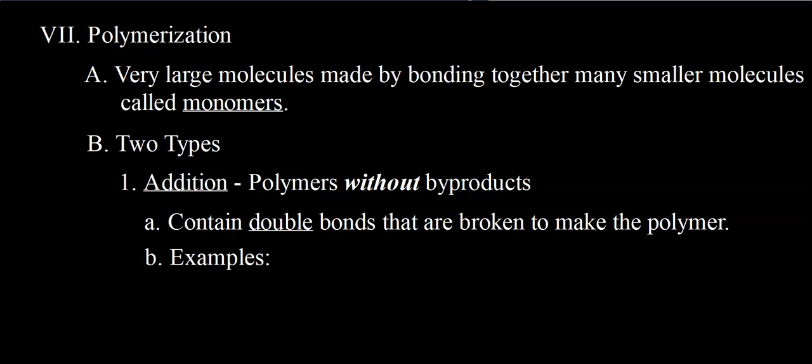So just like what we talked about with addition reactions, an addition polymer involves just combining monomers without the formation of another product, so there are no byproducts. These often contain double bonds that are broken to make the polymer. So there's lots of examples. Some of them include ethene. Ethene molecules can combine to form rather long chains called polyethene. Propene is another monomer that can be used to build polypropene as the polymer. Chloroethene.